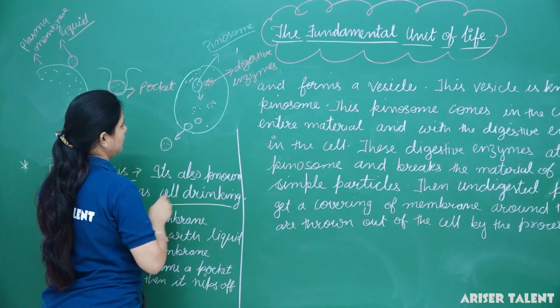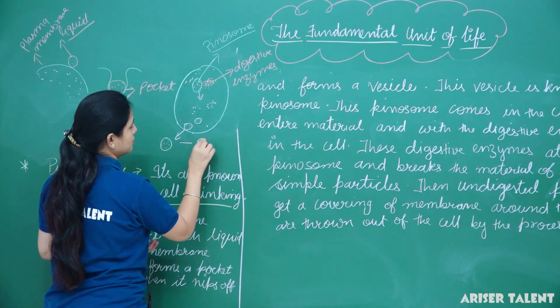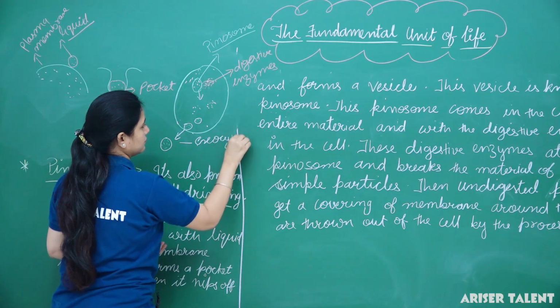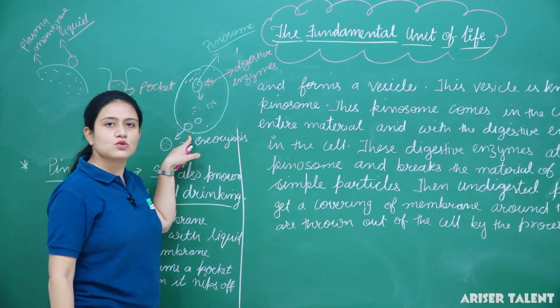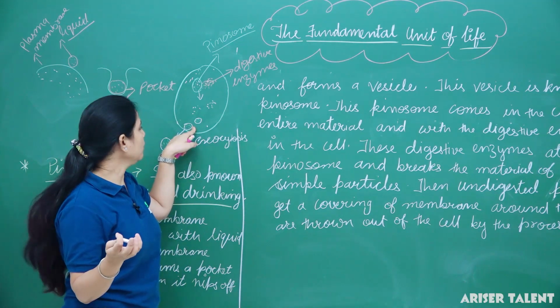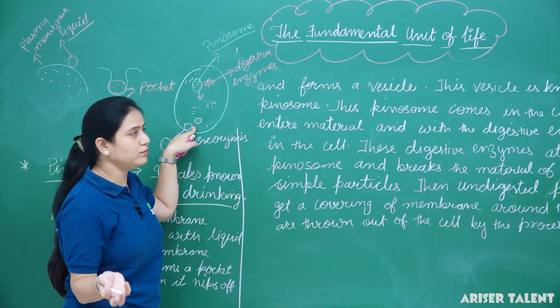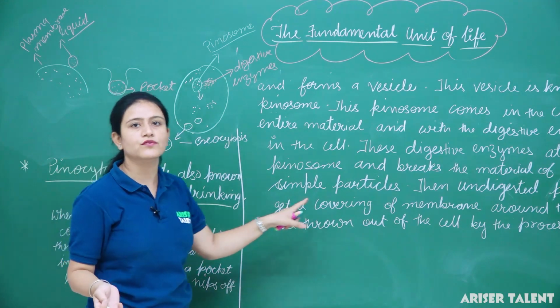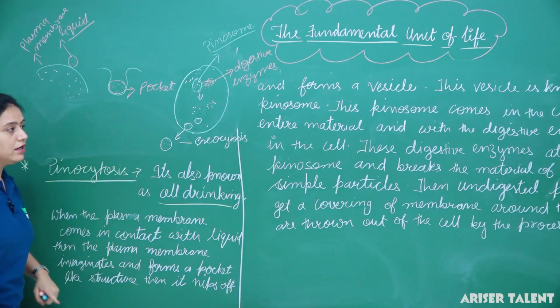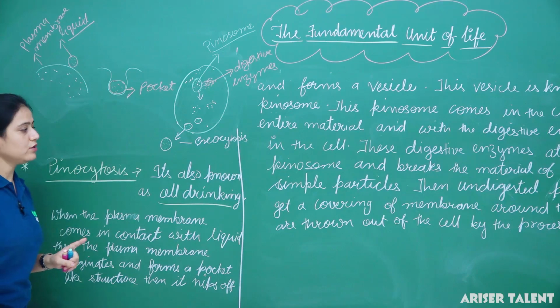The process is exocytosis. And this is the exocytotic vesicle here, which contains waste food material, or we can say undigested food material. So this is the whole process of pinocytosis here. Okay, clear? Now next we will talk about phagocytosis.